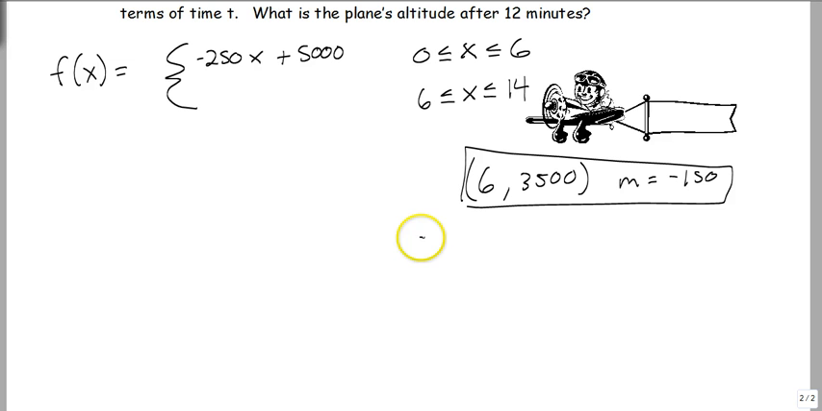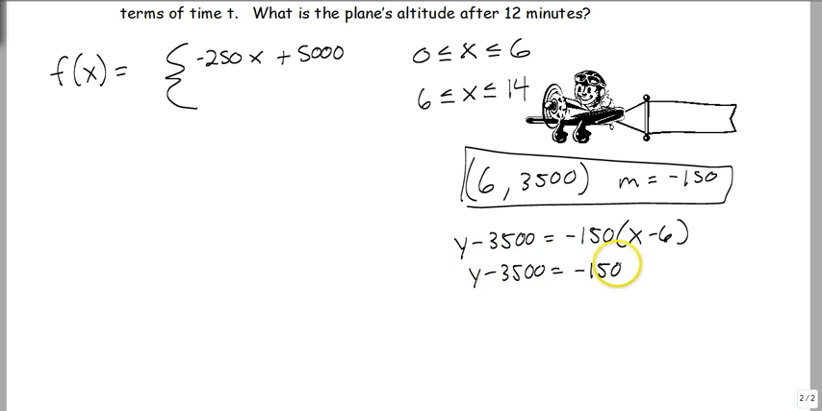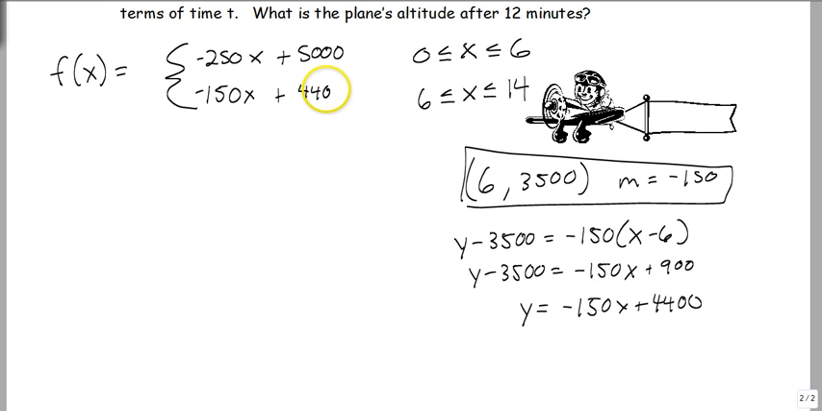So why don't you guys try that while I do that? y minus 3,500 is equal to the new slope times x minus 6. And when you solve this, you should get plus 900. And then you add 3,500 over, and you get y is equal to negative 150x plus 4,400. And all that means is that if this plane is always doing negative 150 slope, if you worked your way back to 0, it would hit at 4,400. Okay. So again, we do not put 3,500 here because this is not the y-intercept. It's the value at 6.